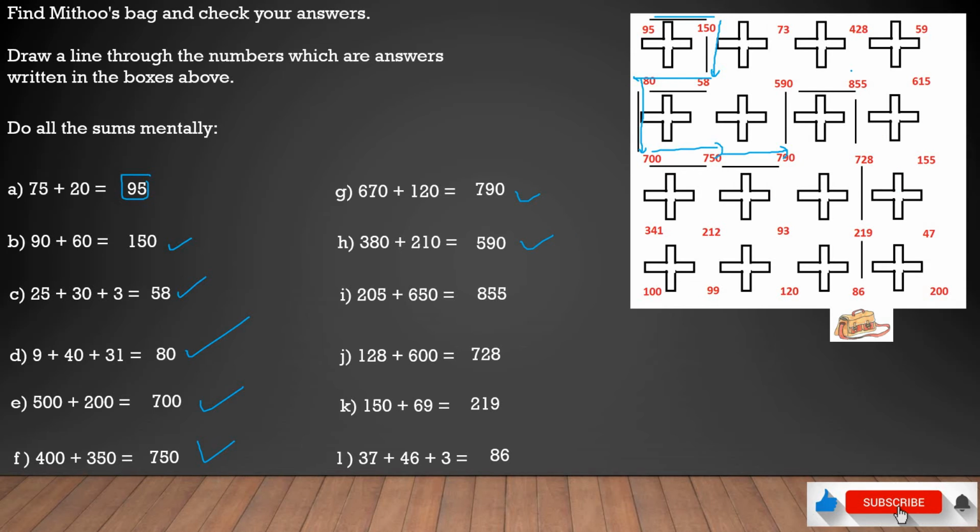Then we got 590. 590 is on the upper side. So we'll trace this. Next number is 855. We can trace like this. Next number is 728. So here is 728. So we need to trace below, downside. Then we have 219. We'll keep moving downside, 219. Finally we get 86. This way we are able to find out Mithu's bag. And this is the route we need to take in order to find Mithu's bag.